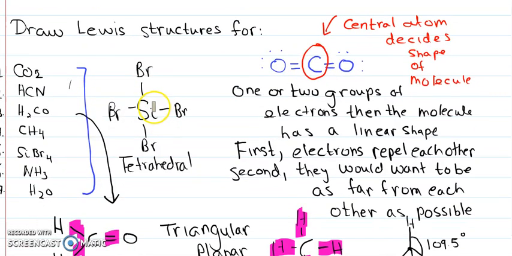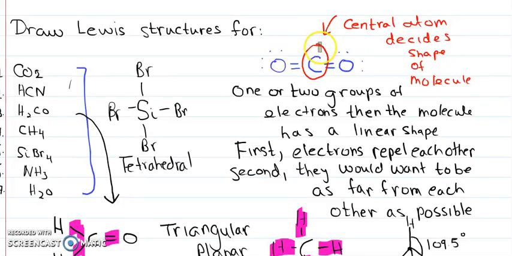Okay, so if you have drawn the structures, you'll find that for carbon dioxide, the structure looks like this. You have two lone pairs on each oxygen. You have a carbon, and the carbon is double bonded to the two oxygens.